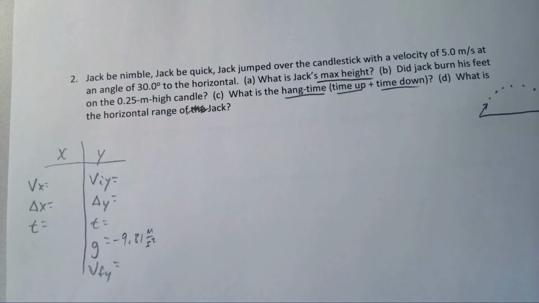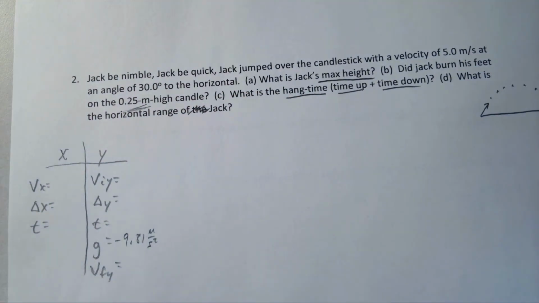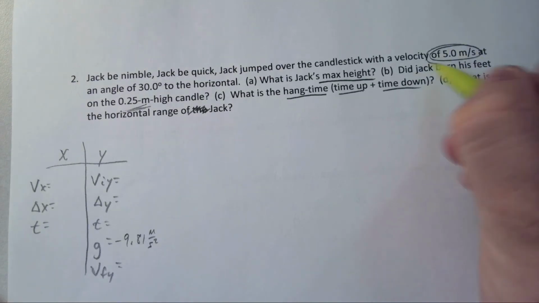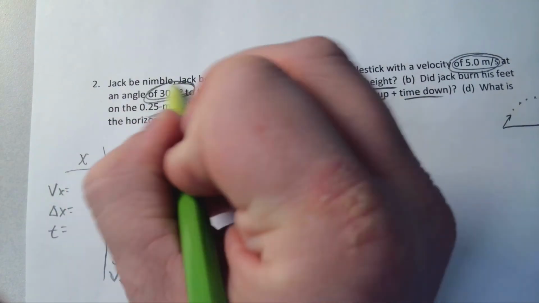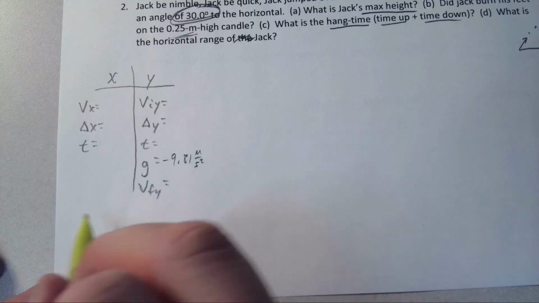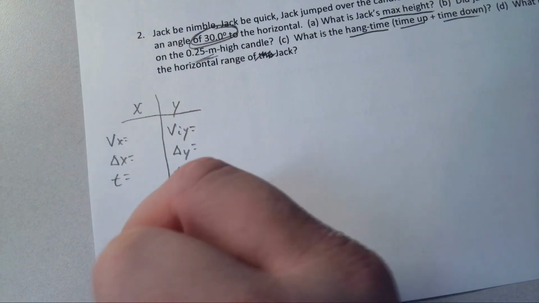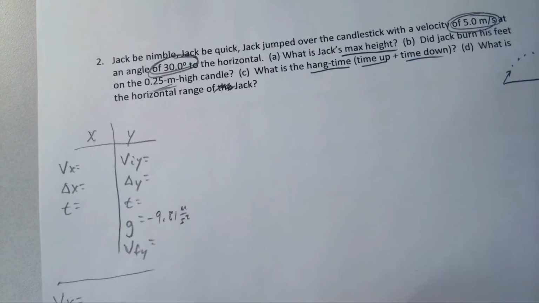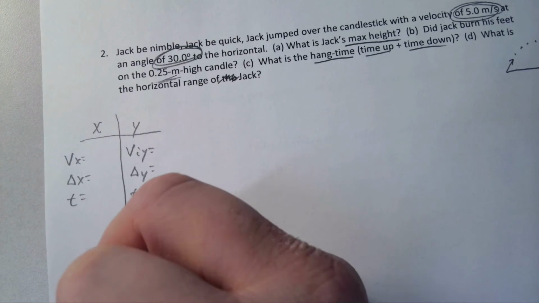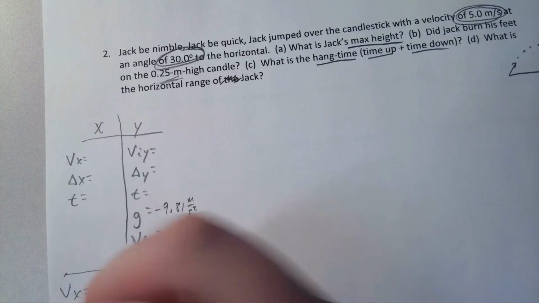Okay, if we're looking at our problem here, we're not really given much information. So this 0.25 meters is not delta y. We're just going to compare Jack's max height to that. Our information we're given is that the speed is 5 meters per second and the angle is 30 degrees. So we can use our cosine and sine to figure out what Vx and Viy are. So Vx is 5 cosine of 30, and Viy is 5 sine of 30.